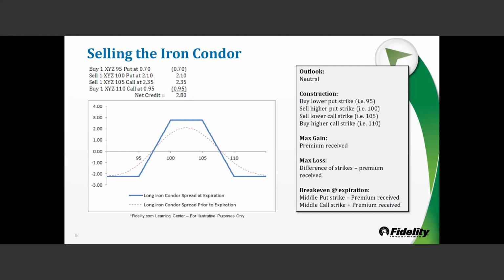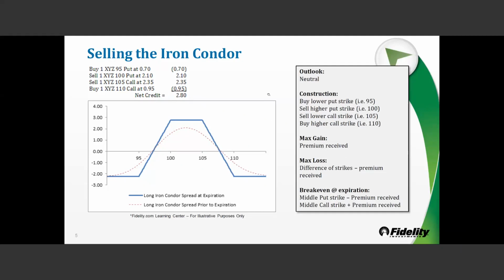So the premium received is the maximum gain you can hope to get. The $2.80 is the maximum gain you can hope to get out of the transaction. And you can lose the difference between what you got, 280, minus the spread, which is the $5 spread in this particular case. So that is generally an iron condor. If you have any questions, I can answer. Otherwise, I can go to an example.